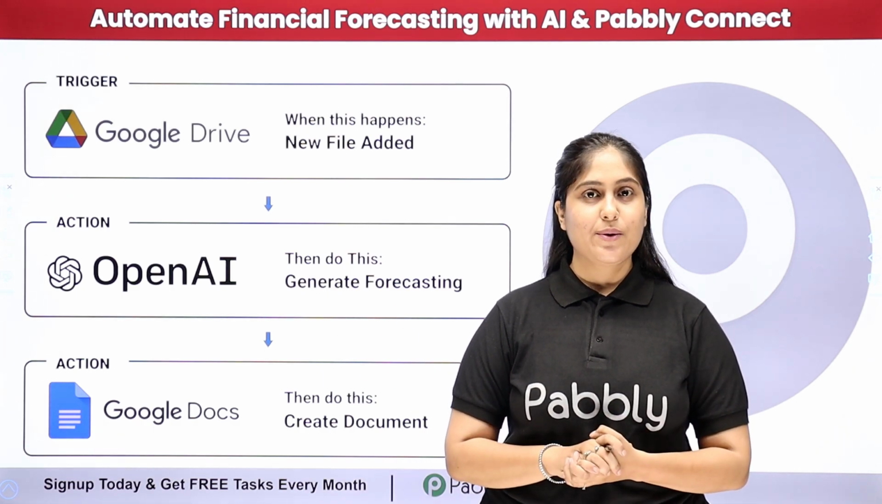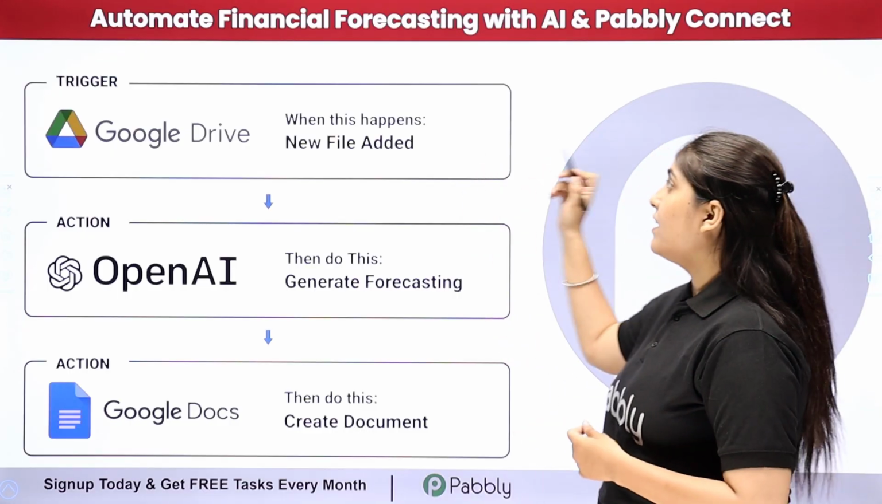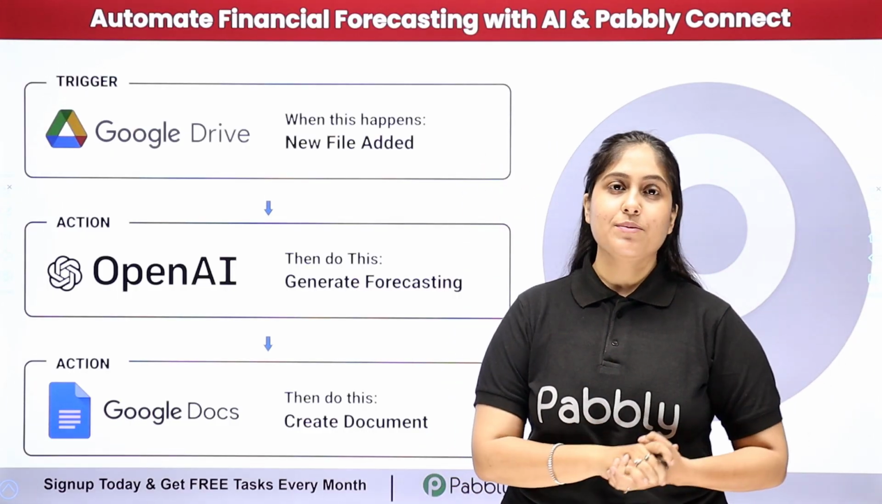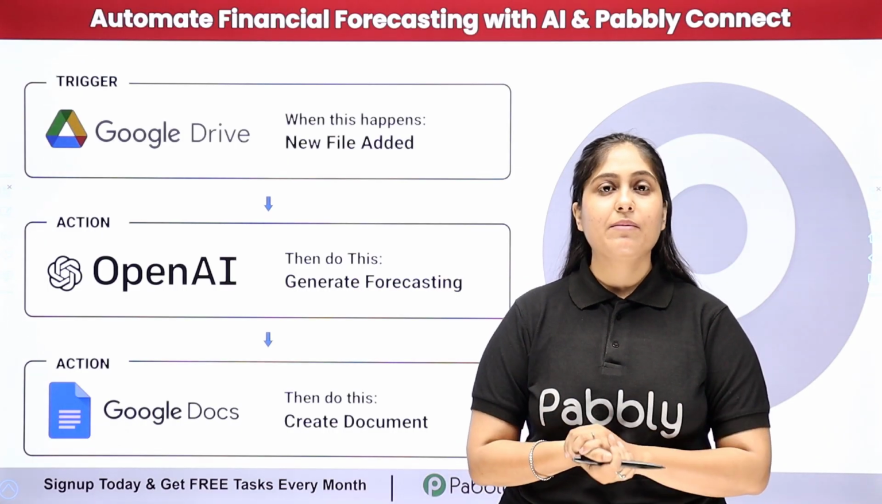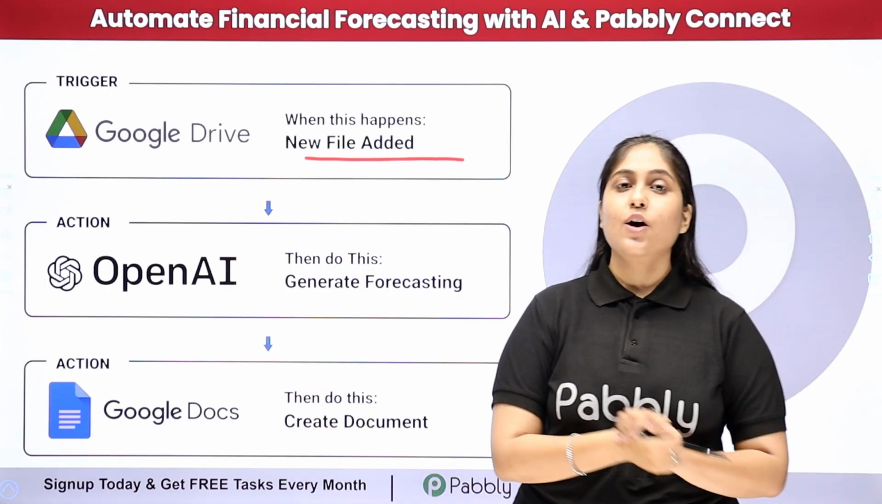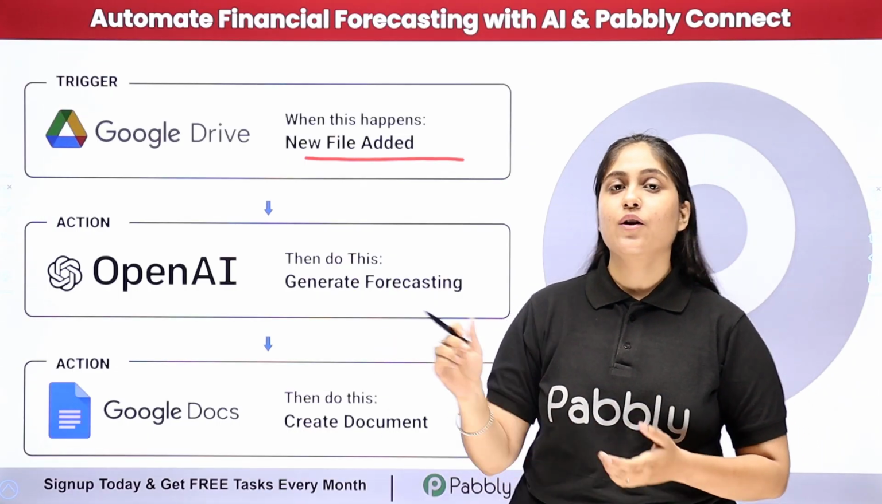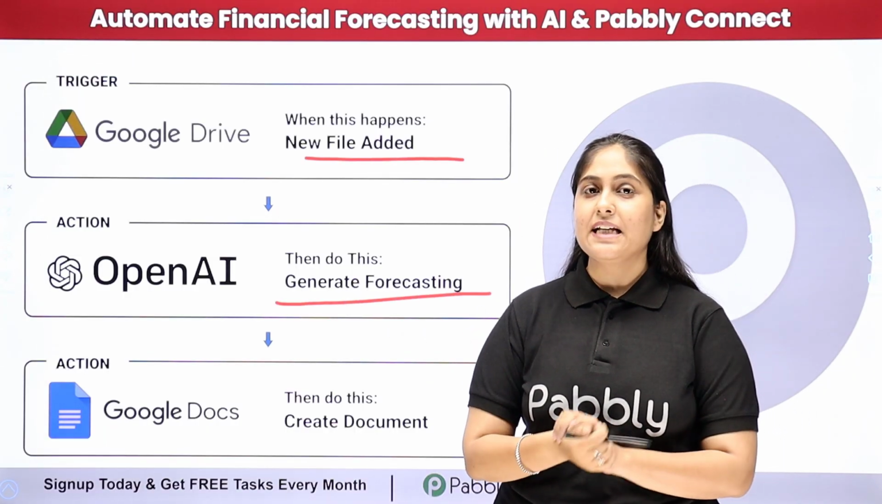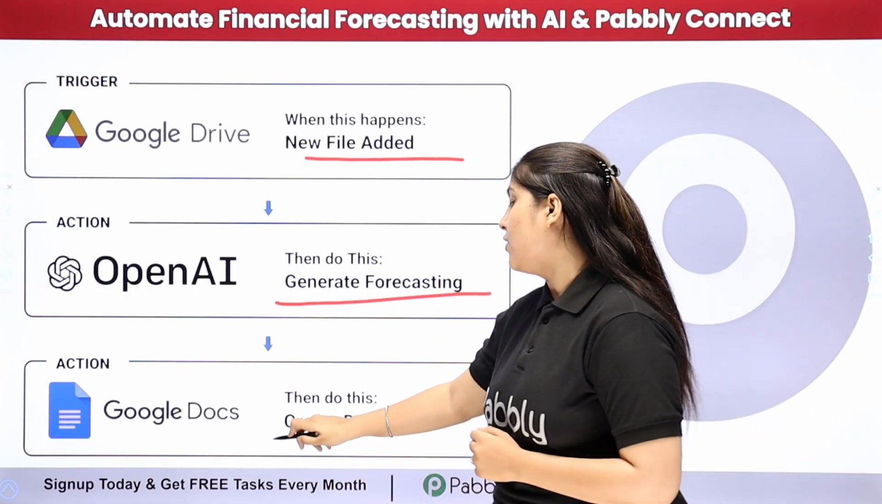In this video, we are going to understand how to automate financial forecasting with AI and Pabbly Connect. So as a finance manager, my objective is that whenever I add my finance data report to my Google Drive under a specific folder, OpenAI should automatically generate the forecasting report. And after generating the report, that should automatically be saved as a new document in my Google Docs account.